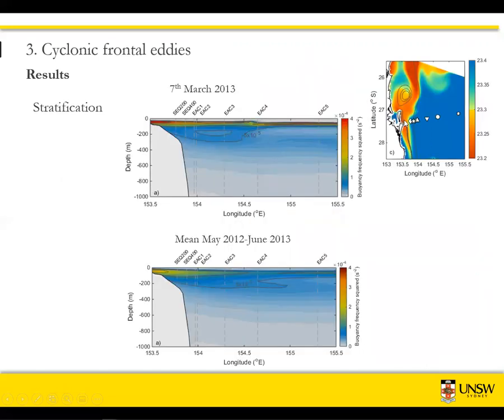So we can see here the moment of this eddy is here. We can see a strong horizontal gradient of density, and here we can see the strong stratification that occurs at this period on 7th of March. It's a strong stratification close to the surface as well. And here is the average, a mean between 2012 and 2013. We can see that the stratification normally is not that strong and it's not that deep as well. So that is a very good indicator that that's the mechanism of generation of the internal tide.